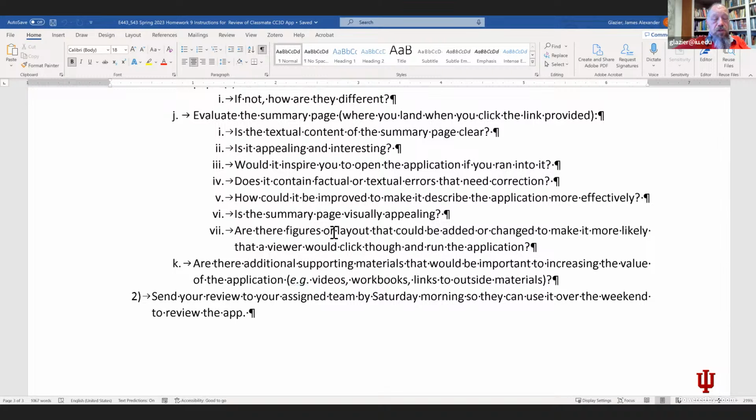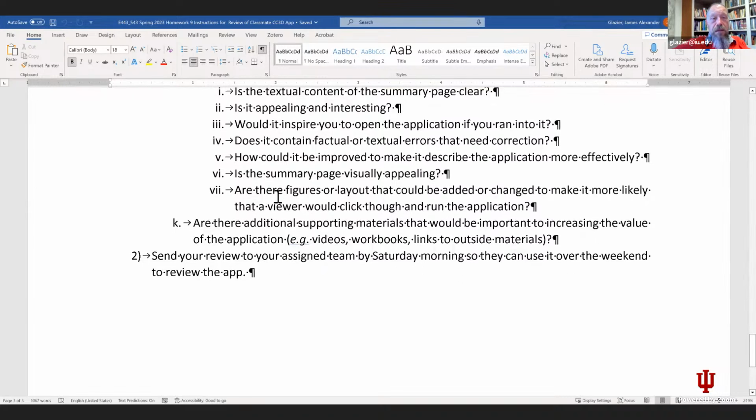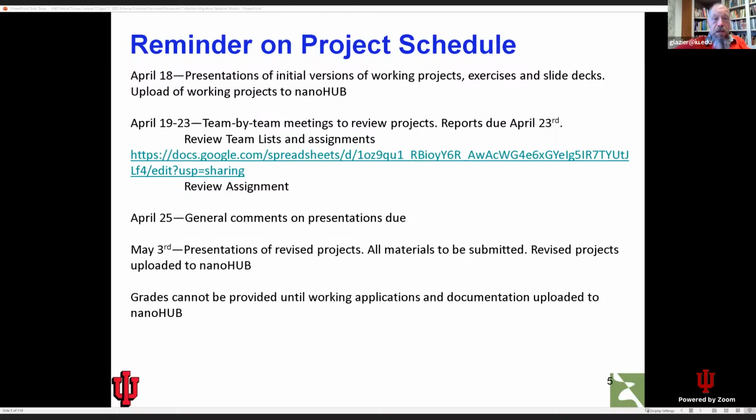And I realize it's a short time frame to do this next week, but we've got to get your reviews back to the people who are doing the projects so that you have enough time to include that material in your revisions. And again, if people want to do a second round of this as the projects develop, I'm sure that the teams will appreciate it.